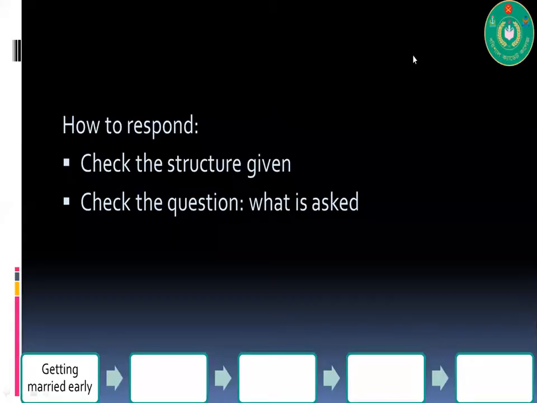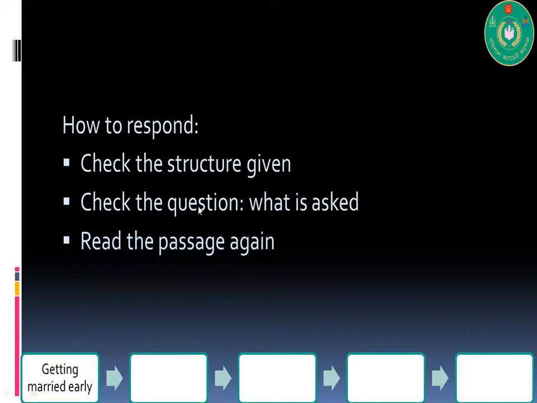When you are asked to write about a cow, you should write about a cow. So this is very important: what the question wants you to do. I told you that this is like math. You do specifically exactly what you are asked to do. Read the passage again. Once you have checked the structure and you have read the question, after that you read the passage again with a specific objective, that is what you have to do.